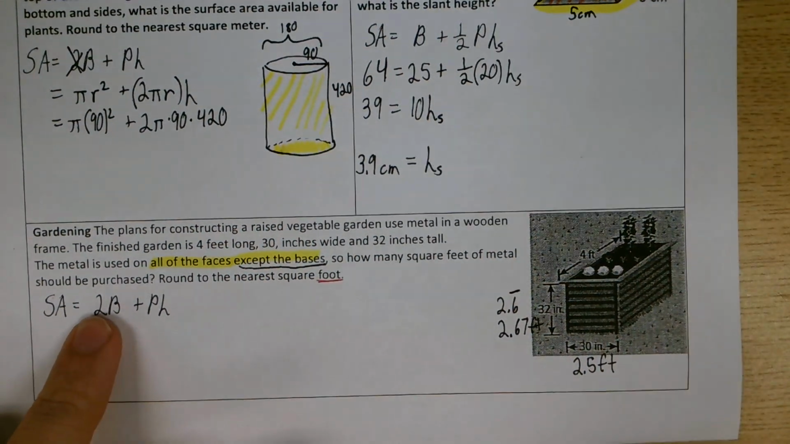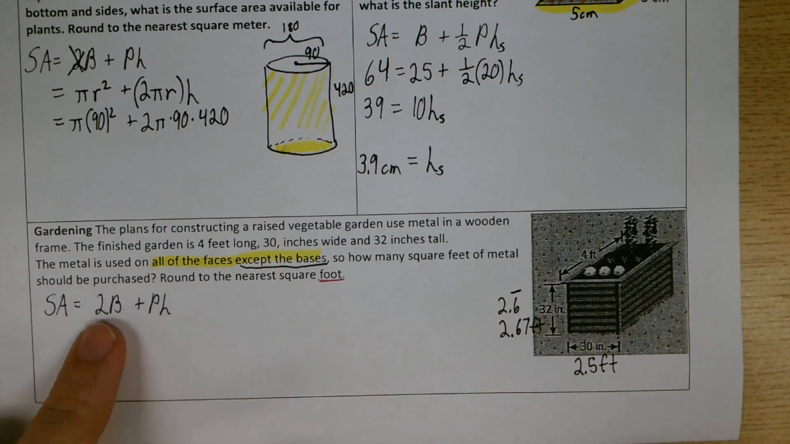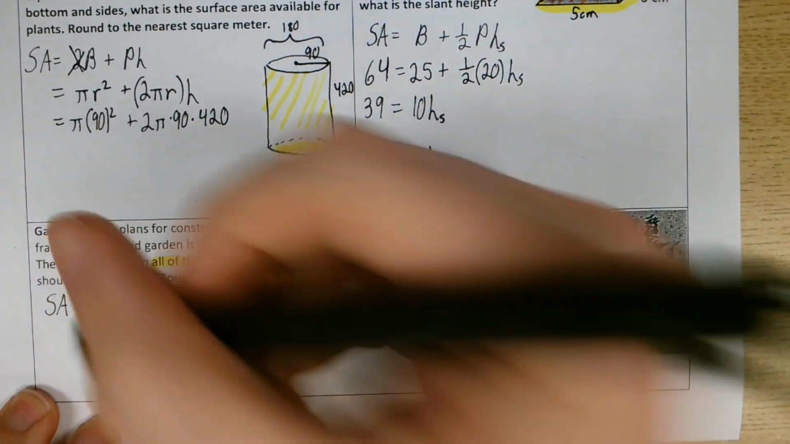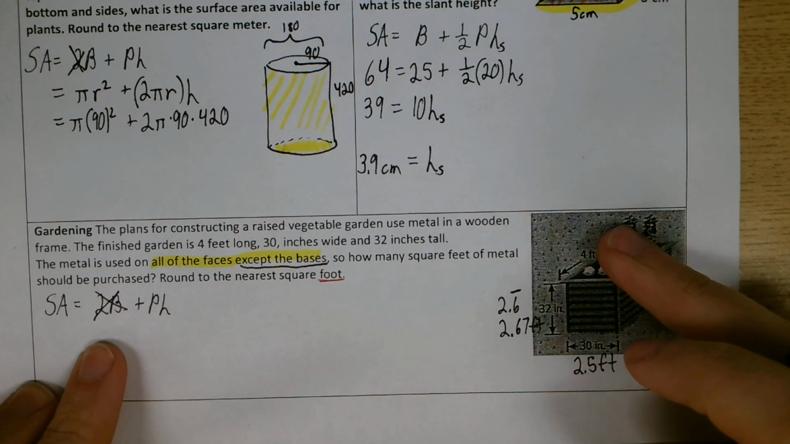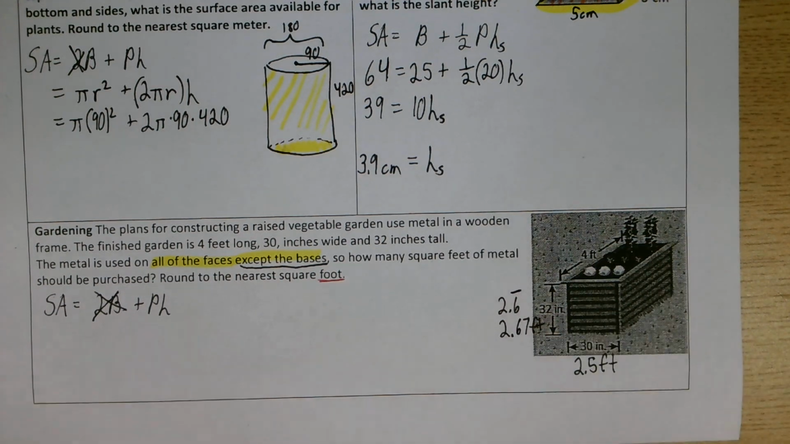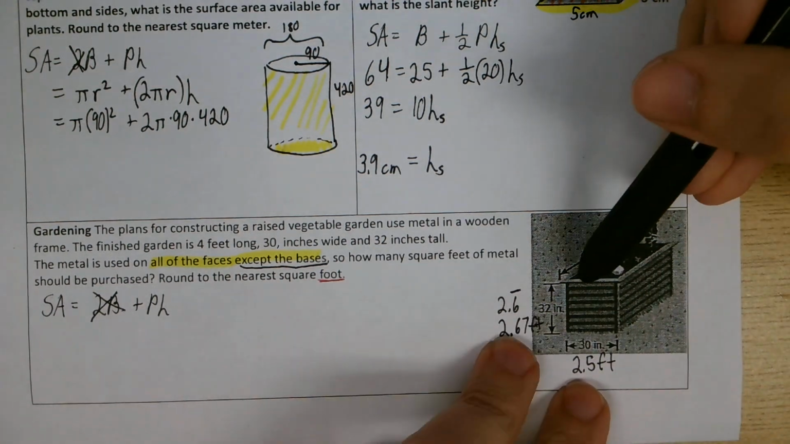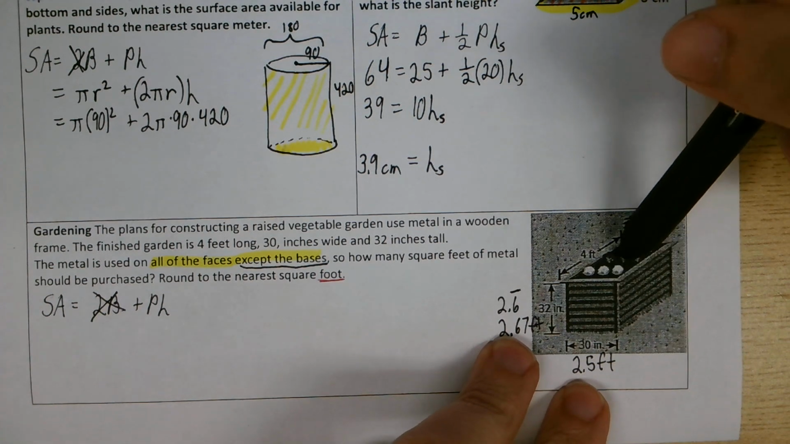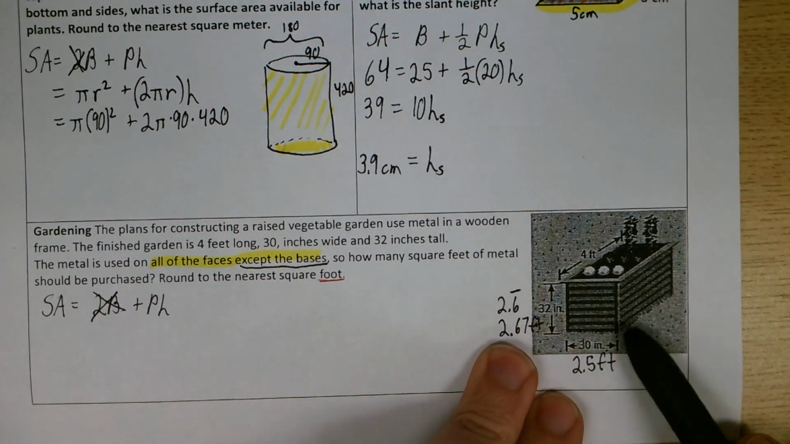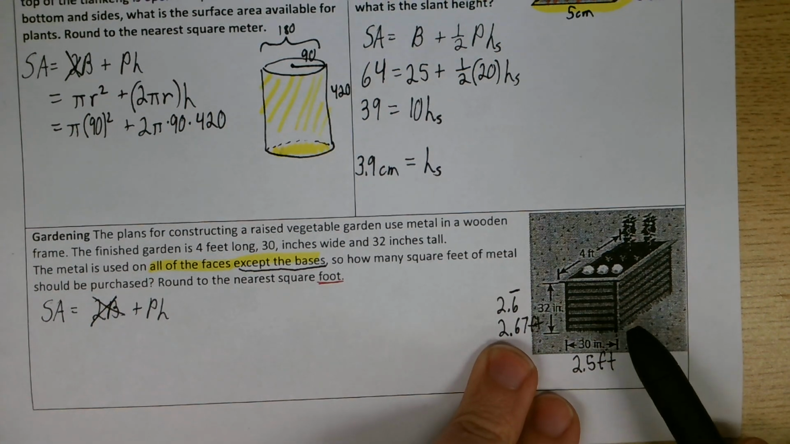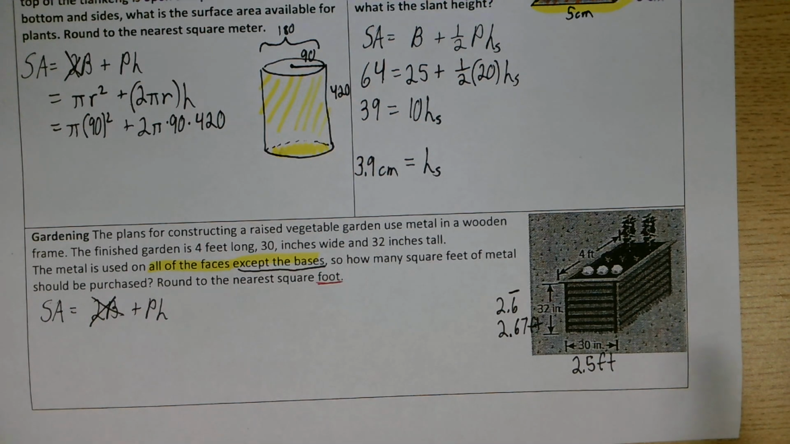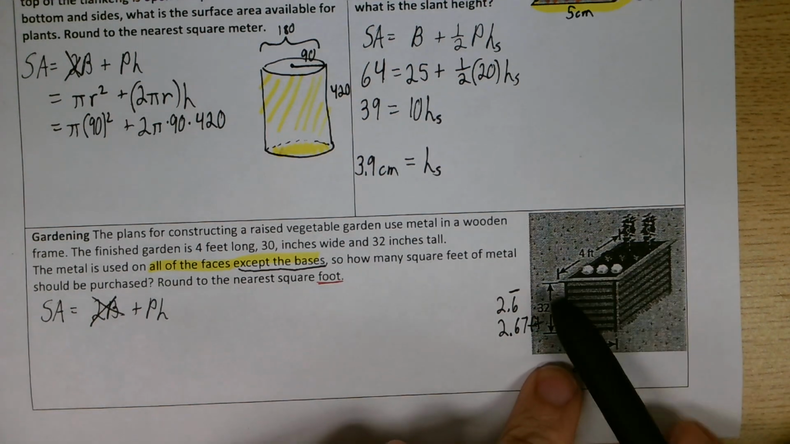Meaning, I don't need this here. I can get rid of the area of the top of the shape and the area of the bottom of the shape. No one's going to place metal on top of the garden because then you can't reach in the dirt and deal with your plants. No one's going to place metal on the bottom because then the vegetable garden can't drain into the ground. We just need the four sides then.